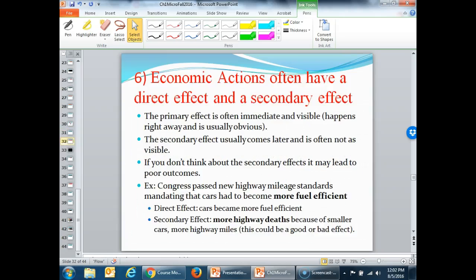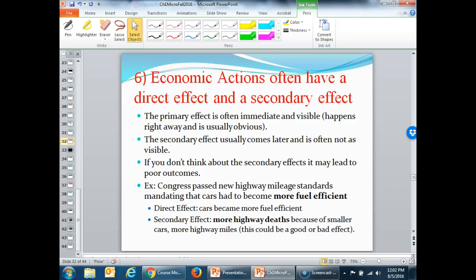So economic actions often have a direct and a secondary effect. We economists are really good at policy making because we can predict, if we pass this new policy, what is likely to happen? What is the direct effect, and then what is the indirect effect or secondary effect? Primary effect is often immediate and visible, but the secondary effect might come later through changes in behavior.